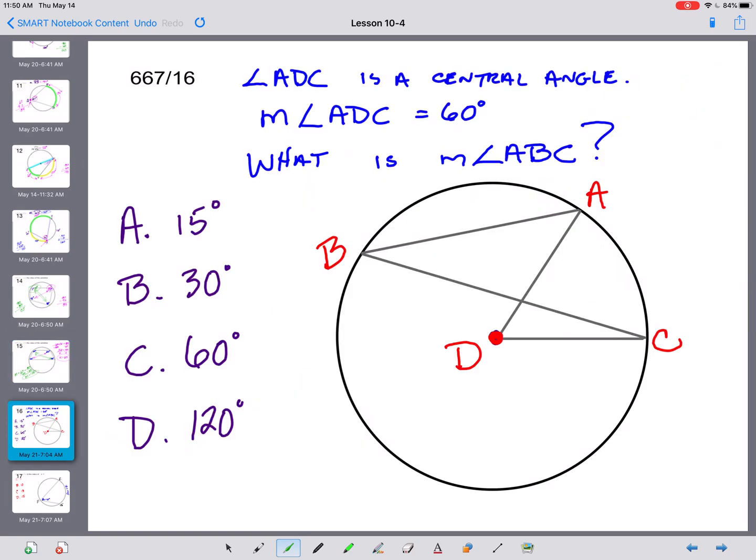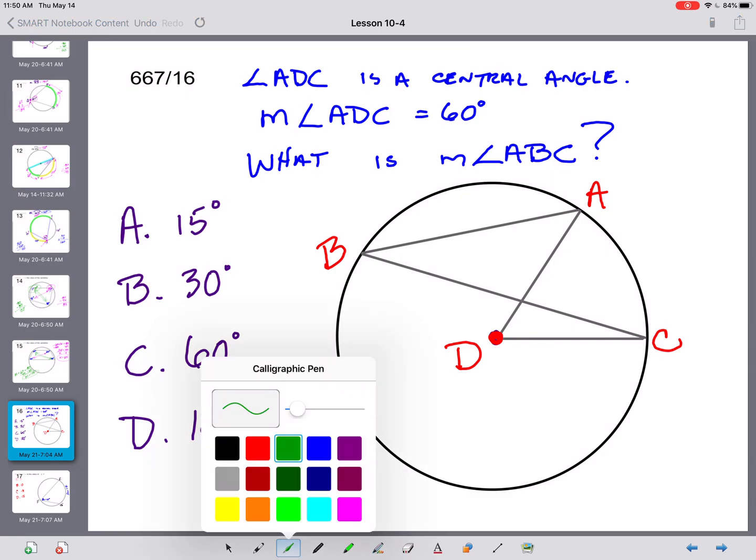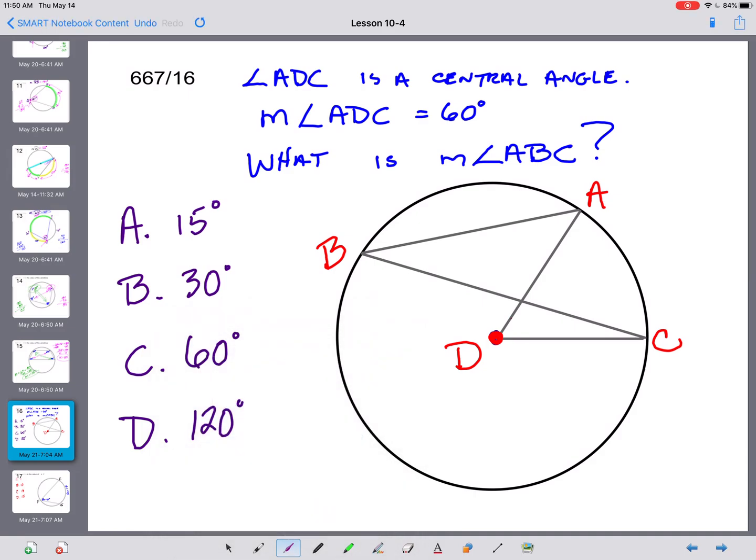Okay, here we go. Multiple choice. The topic is candy bars. Okay, we got right here, what do we got? ADC is a central angle. That's this one right here. There it is. That's a central angle. Yep, that makes sense. It's at the center. ADC is 60 degrees.